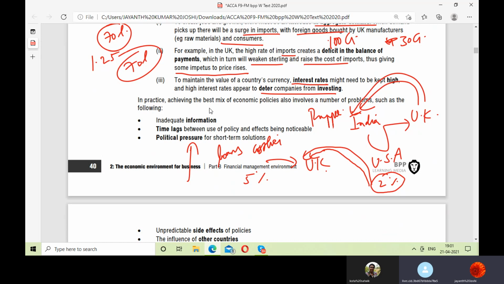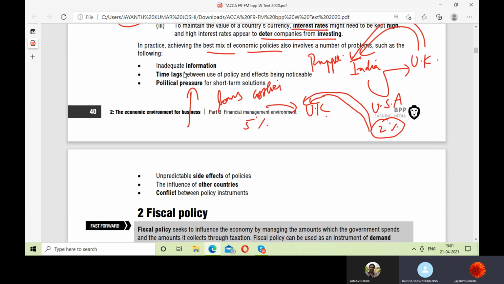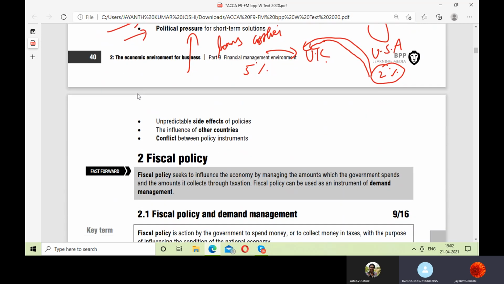So in practice, achieving the best mix of economic policies also involves a number of problems such as the following. If you want to make good policies, there are a lot of problems. Sometimes you may not have proper information. Sometimes there are time lags between use of a policy and the effect being noticeable. Political pressures, like in India, everything is politically motivated. Unpredictable side effects of policies: I made the policy, but I don't know what the side effect is going to be. Influence of other countries. We don't only work as per our own whims and fancies and vision. At times we need to understand the global order. And conflict between the instruments, which we already discussed.